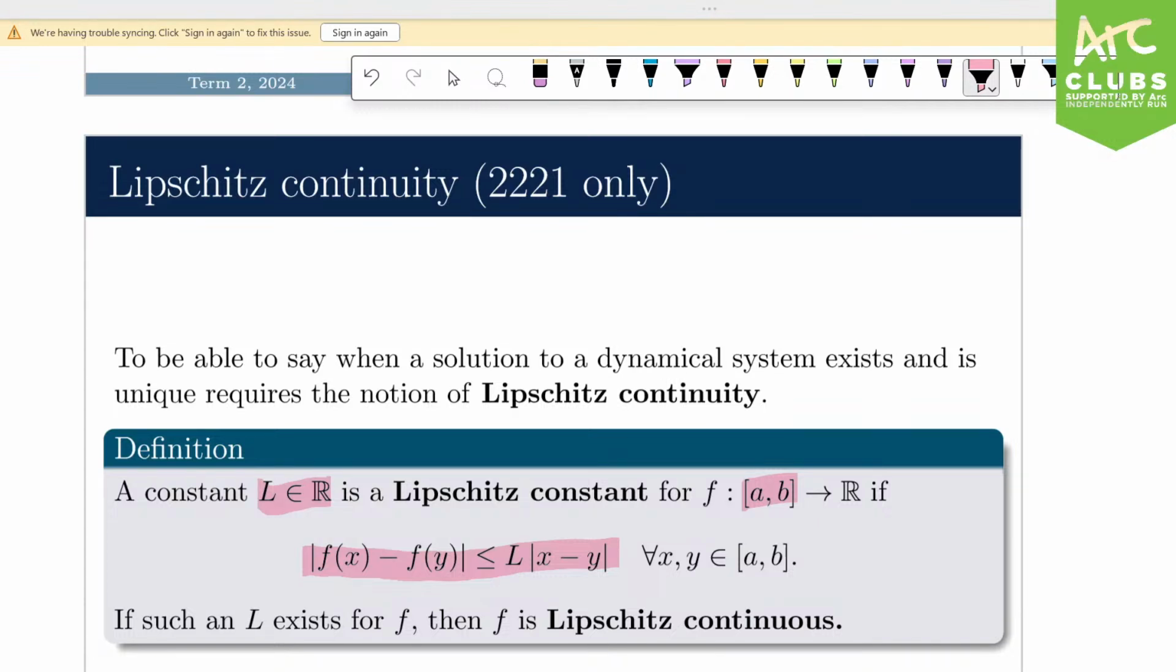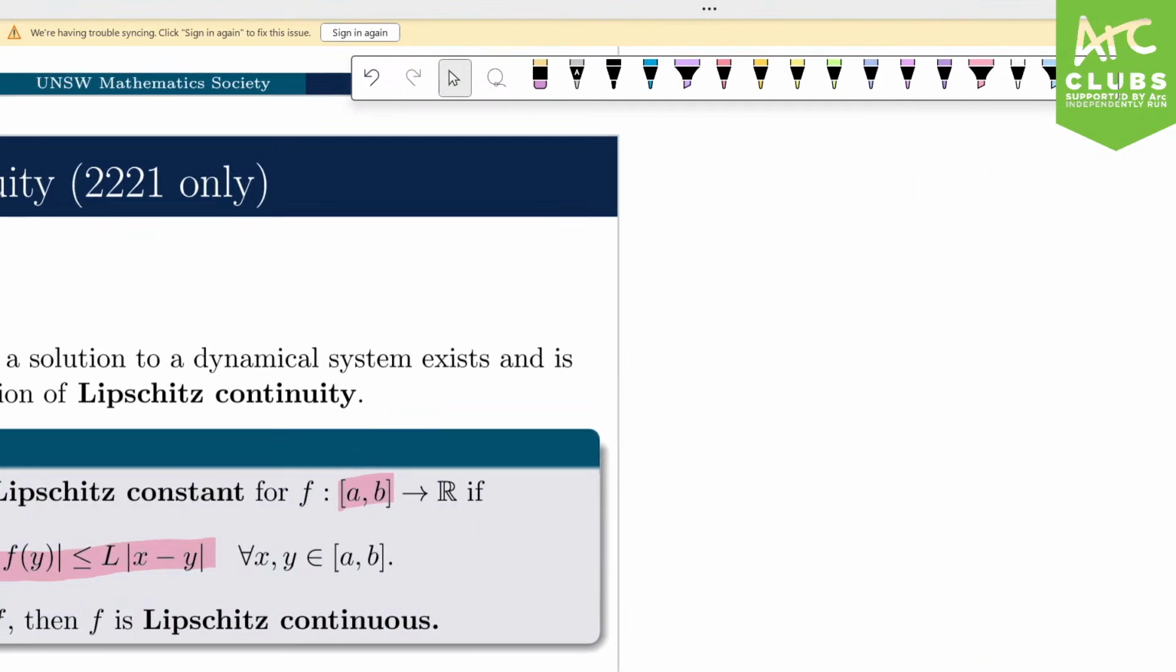All right. So, yeah, back onto Lipschitz continuity. It's a bit of a weird expression. You sort of look at it and you go, what does this actually mean? And I'll explain exactly what this means.